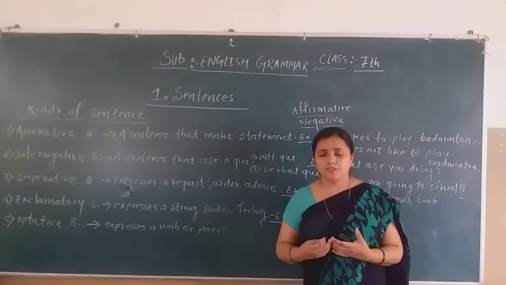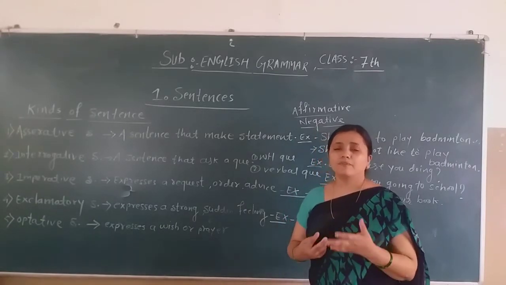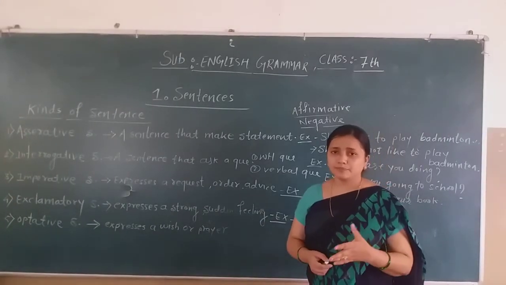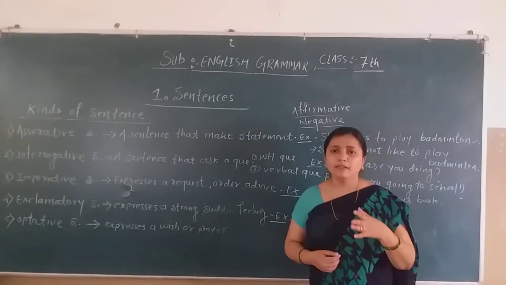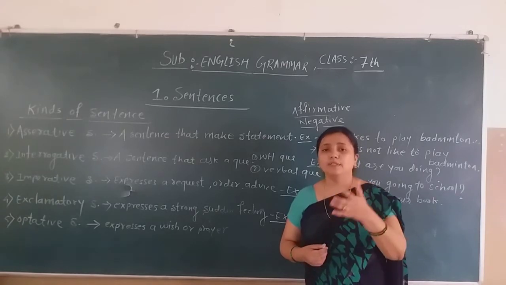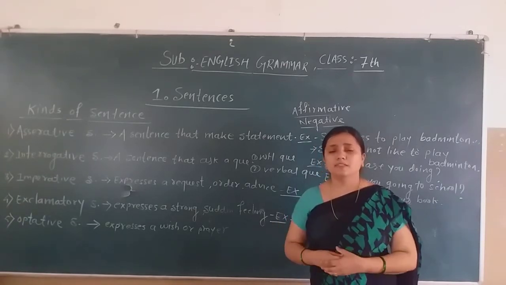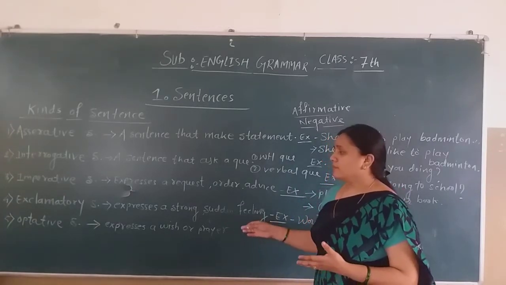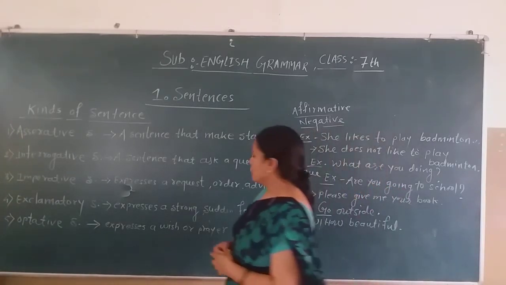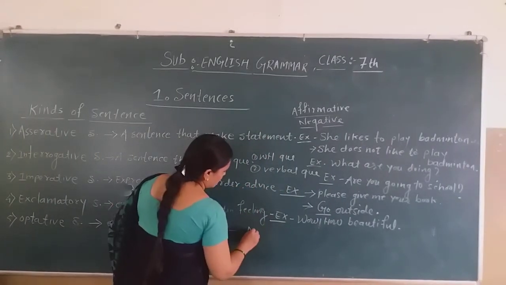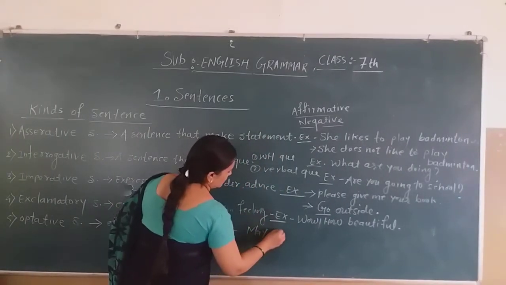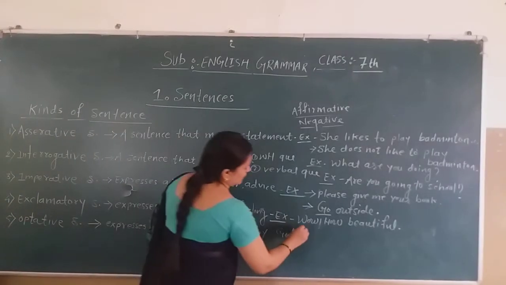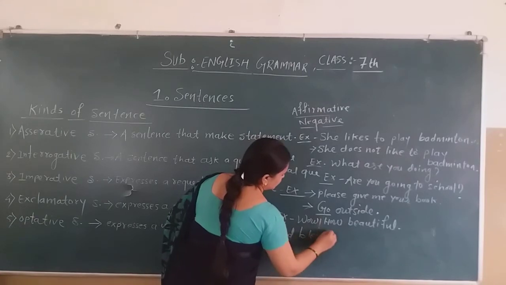Wherever we have to wish for someone or pray for someone, we can form an optative sentence like may God bless you. May God bless you, or may you live long. तुम 1000 साल जियो. In this way we can form an optative sentence. So what can we write? May God bless you.